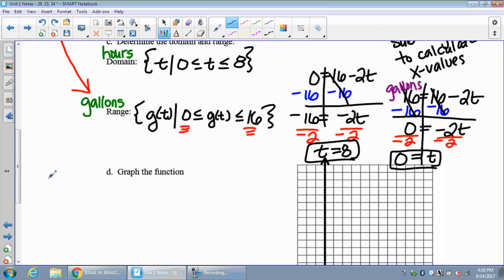Up till now, we've had a practice of using the domain and range to build ordered pairs, and we still can do that, but with this one we have to be a little more careful because it's not as direct as the other ones have been.